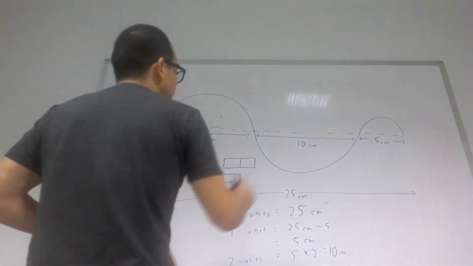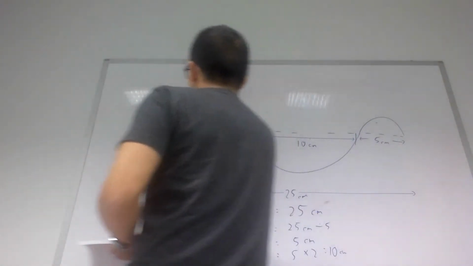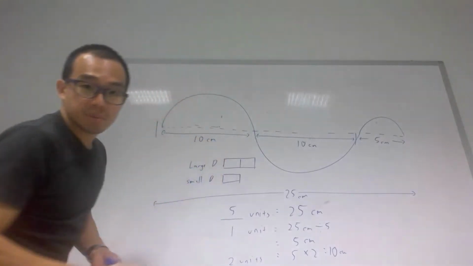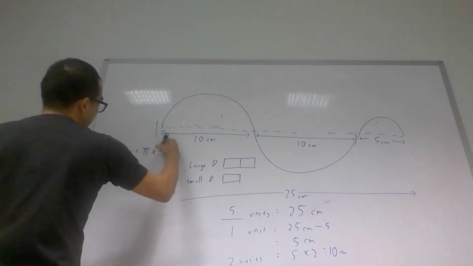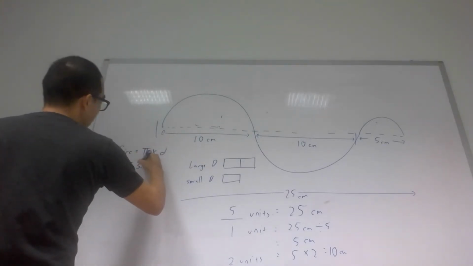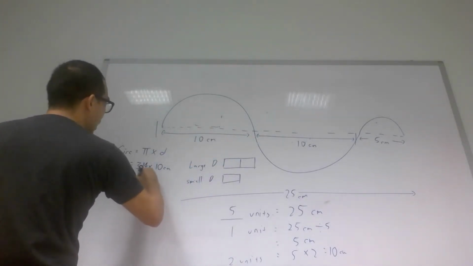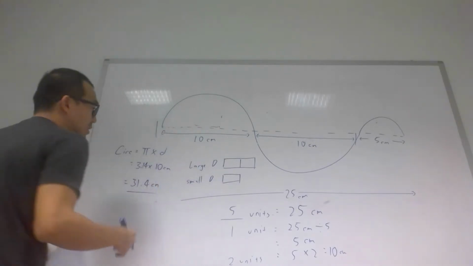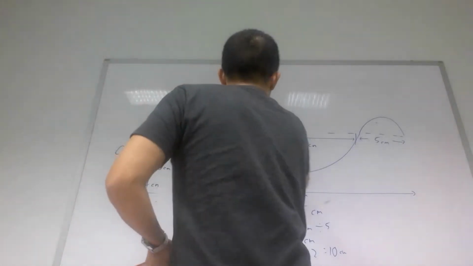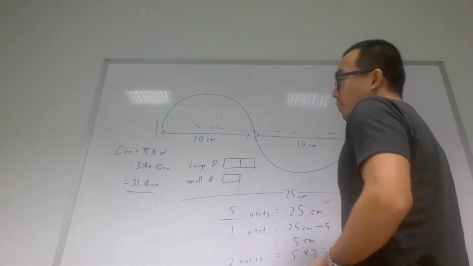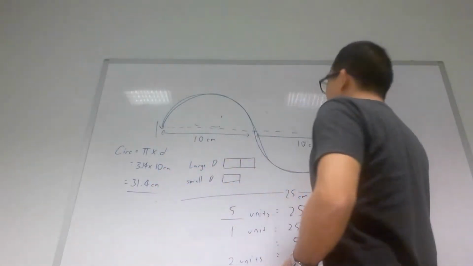Okay, so this makes up one large circle. So I'm going to find out this one now. Okay, what is the circumference? What do I use? Circumference equals to pi times d. Pi is 3.14. What's the diameter? Give you 10 centimeters, which is 31.4 centimeters. So here what I'm saying is from here to here is 31.4 centimeters. Here I'll show you again. From here to here is 31.4.